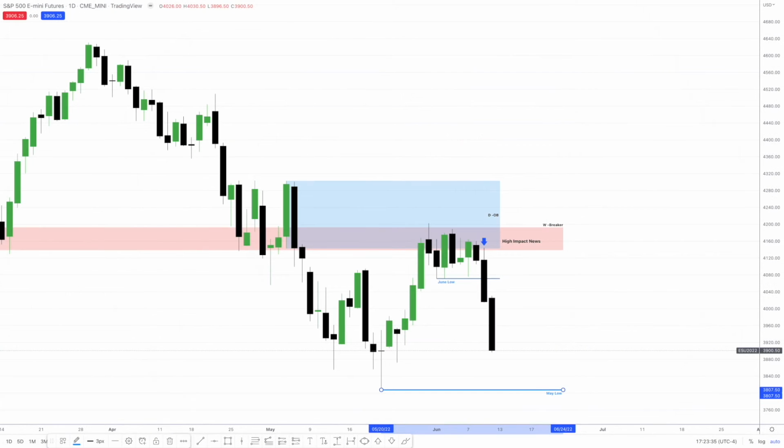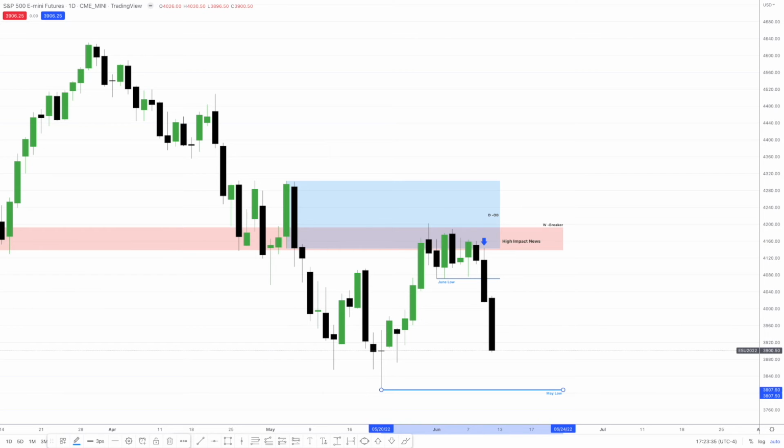Moving on to the daily chart, you see I have that weekly breaker still here, and then I have the daily order block. So we traded into that daily order block, consolidated a little bit, and then once the high impact news came out last Thursday, we gave up the ghost and traded lower. Similar to what I said about Euro, I want to see this remain heavy and just take out that May low. It could have a mini retracement.